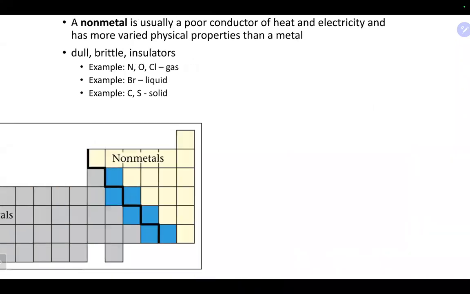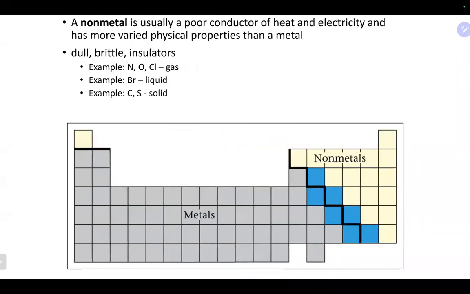Up to the right of that staircase are nonmetals, and nonmetals pretty much have the opposite characteristics of metals. They're dull, they're brittle, they're insulators, they're not great conductors of electricity. Also, nonmetals have a much different variety of states. A lot of them are solids, a lot of them are liquids, and some of them are gases as well.